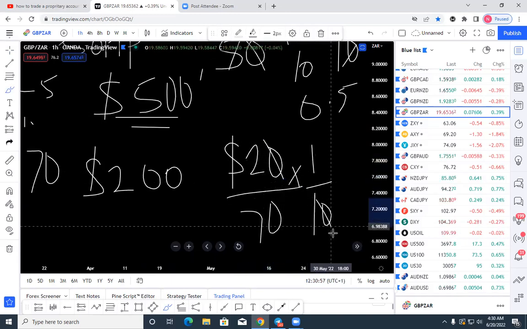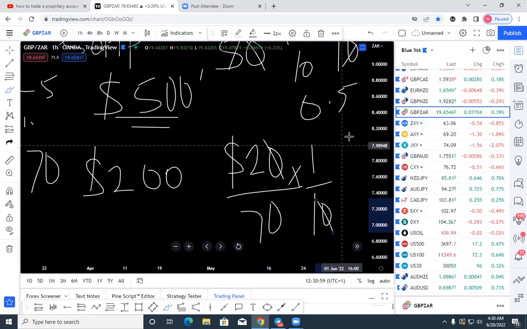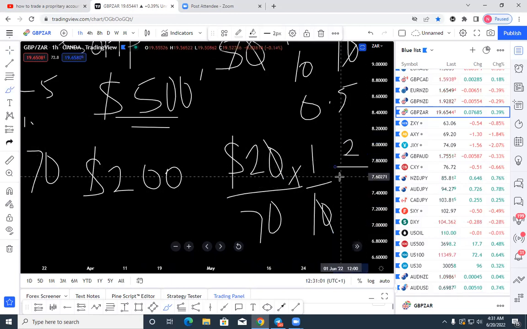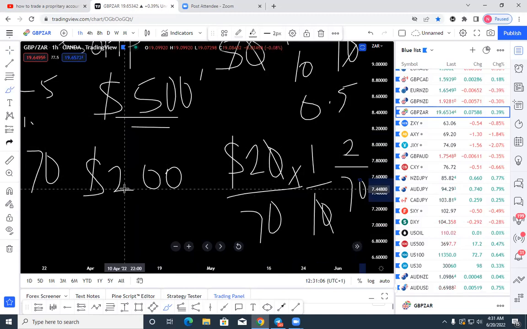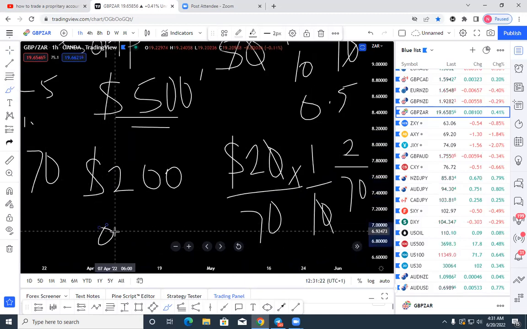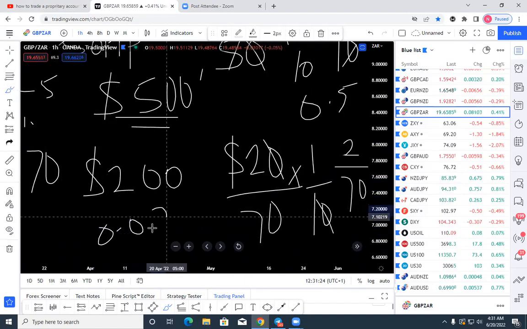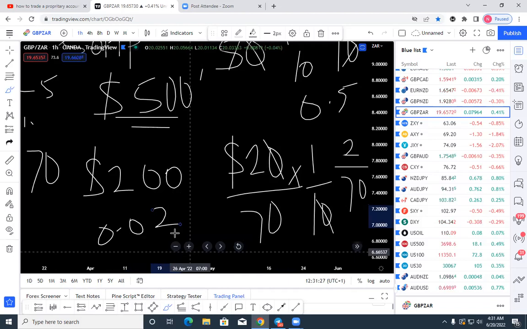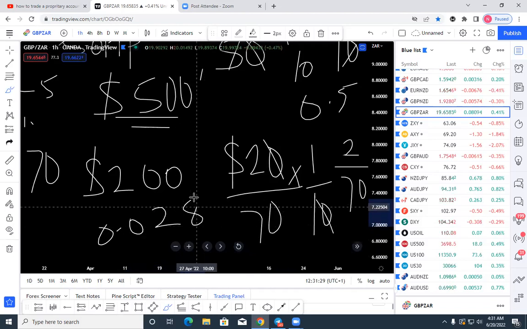So let's divide it now. Cancel 0 and 0. So what you have is 2 times 1, which is 2, divided by 70, guys. 2 divided by 70 is what? It is about 0.02, guys. You are going to use 0.02 or 0.028 lot size.